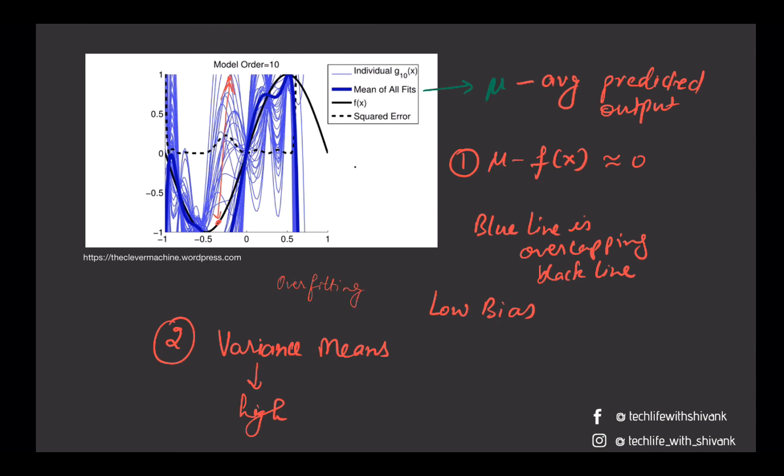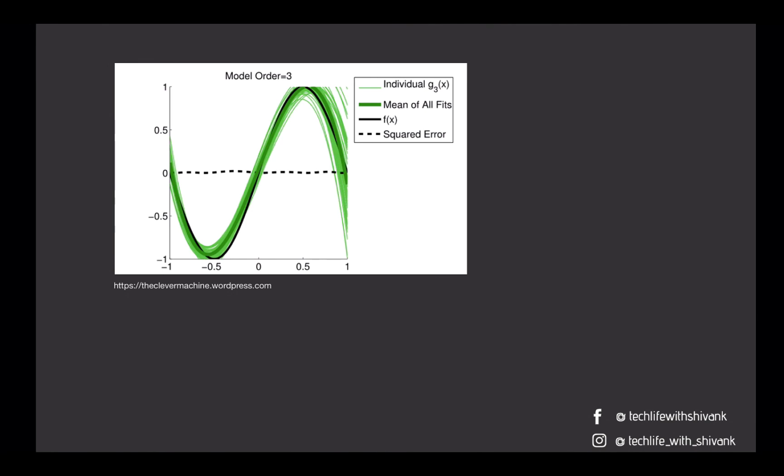And an ideal case would be when we use a polynomial, let's say of degree 3. Here in this case, we can say that we have both a low bias and a low variance. Low bias because the average of all the thin green lines, which is the average prediction, the thick green line, overlaps with the thick blue line very well. So bias is very low.